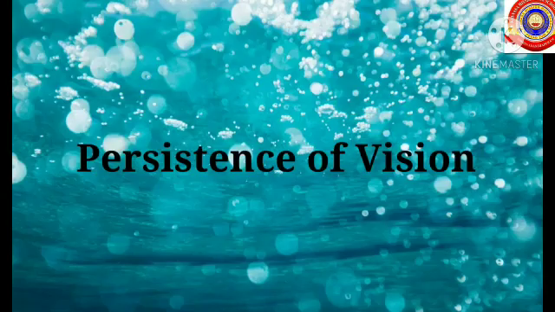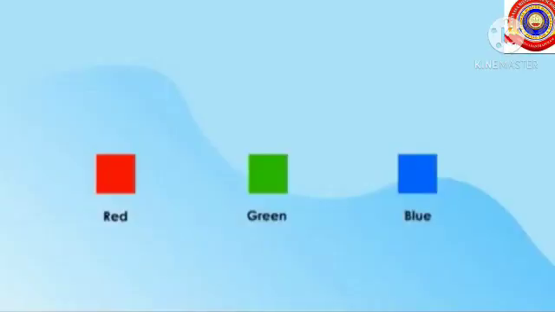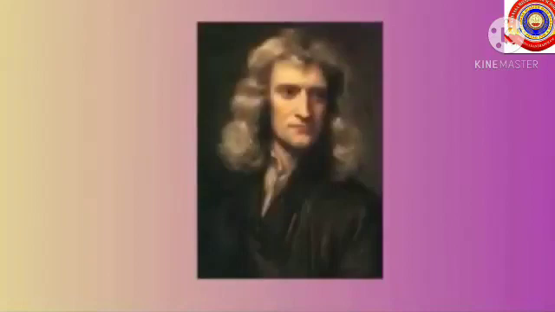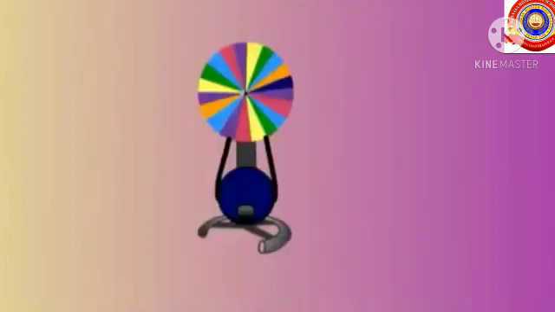Next topic, persistence of vision. Students, you may be familiar with Newton's color disc from your lower classes. Among the 7 colors of the spectrum, red, green and blue are considered as the primary colors. It was Sir Isaac Newton who devised a special disc which is known as Newton's color disc. It is used to show how colors are able to mix together. It is a demonstration apparatus to show color mixing by rotating a disc of color sectors. Here we can see the constituent colors of white light in the same order and proportion.